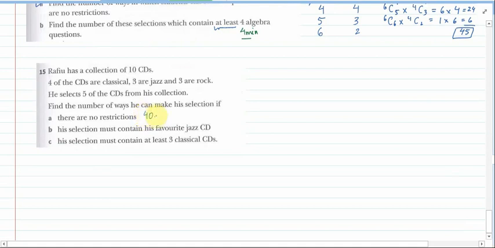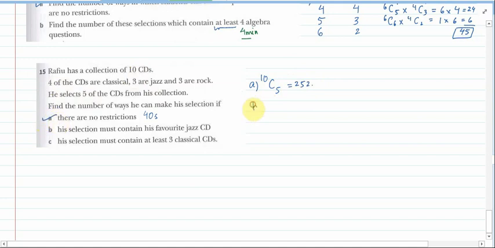Alright, since it says there is no restriction, that means how many total CDs does he have? 10 CDs. He needs to select 5 of the CDs, right? So if there is no restriction, the answer is very simple. It's 10 combination 5, which gives you the value of 252. And I hope that all of you had done the same. Alright, that is the first part.